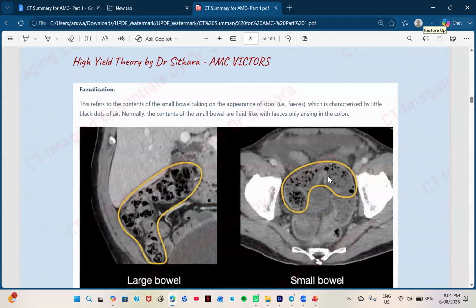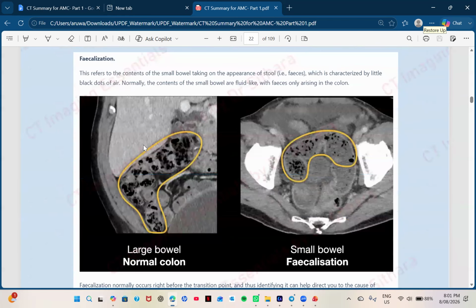Okay, so then you can see the fecalization. So you can see fecal matter in this appearance. This refers to the content of the small bowel taking on the appearance of stool-like feces, which is characterized by little black dots of air. Very important, little black dots of air. Those are the fecal materials, right?